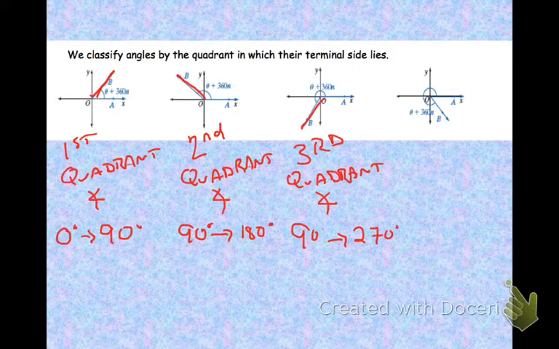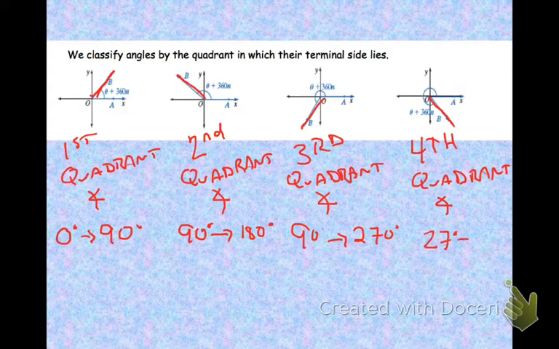And the last one, I bet you could probably figure out what quadrant it is. It's the fourth quadrant. So it's a fourth quadrant angle going down here, and is anywhere between 270 and 360 degrees.